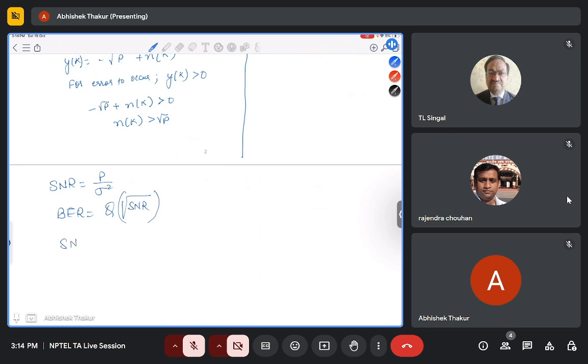So bit error rate is the Q function of square root of SNR. And when we have to find SNR in dB, SNR in dB is equal to 10 log 10 of SNR. And there was one approximation that the bit error rate is always less than or equal to half of e to the power of minus SNR by 2.